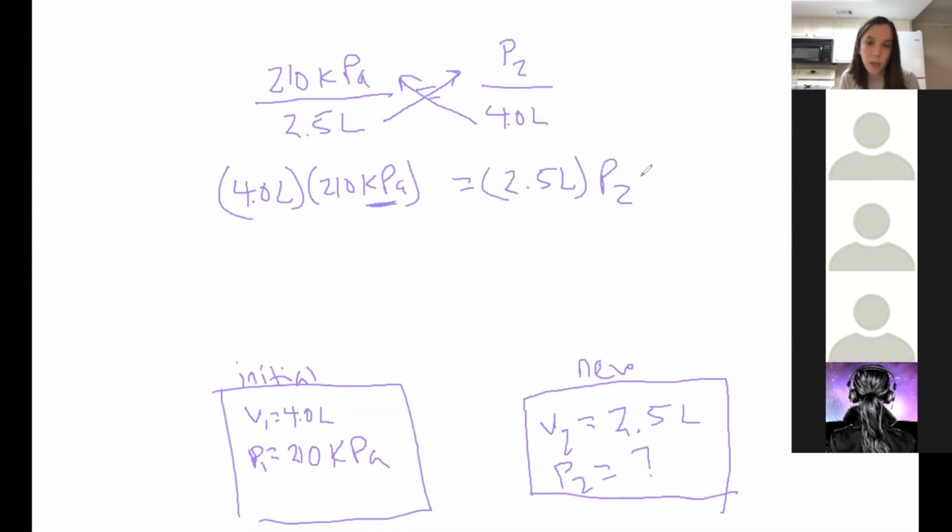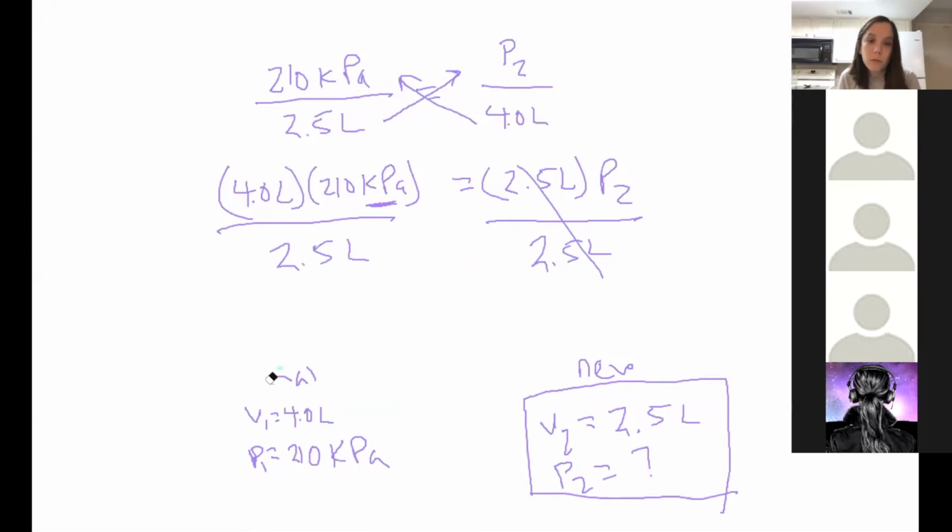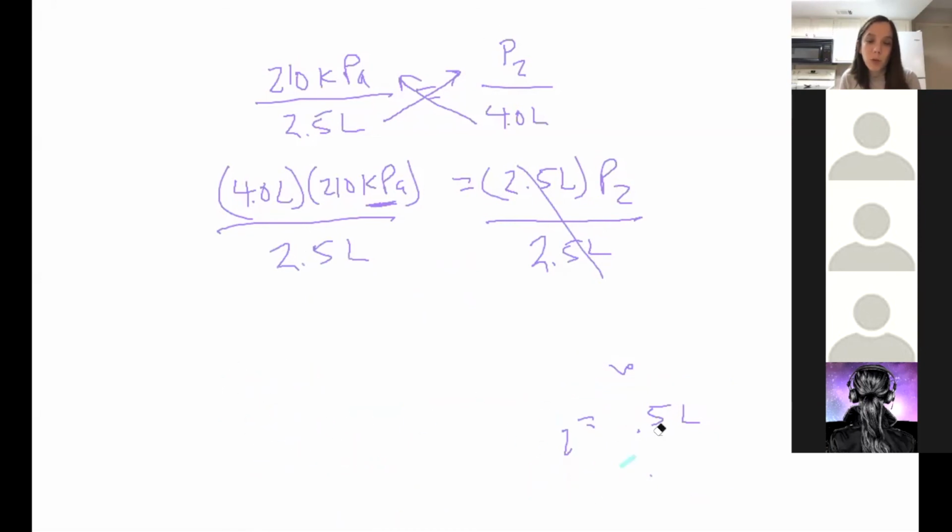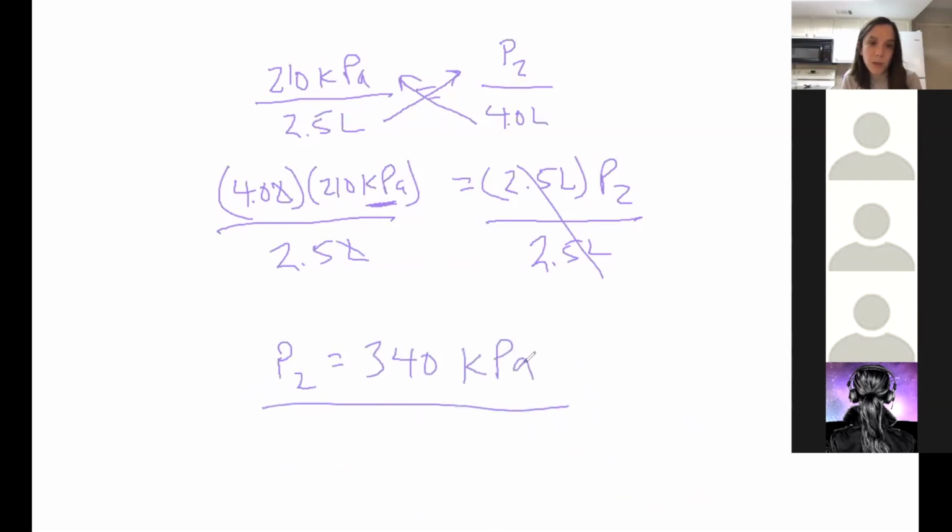So at this point, let's solve for P2. Divide both sides by 2.5 liters. So we multiply and divide and solve for P2. And that gives us 340. Okay, and so it's unit pressure, and we can see right here, liters will cancel out. We just have kilopascals left. So our answer, 340 kilopascals for the new pressure.